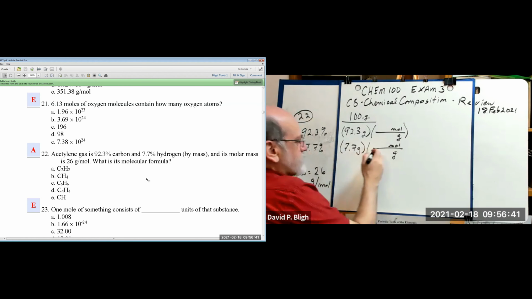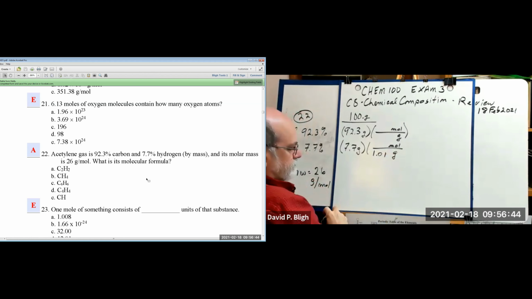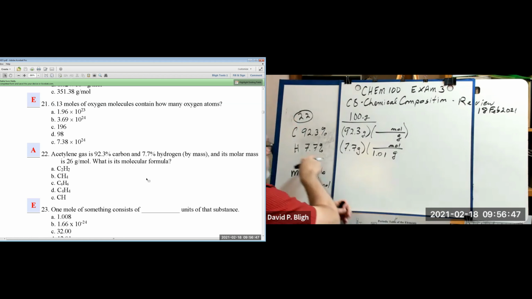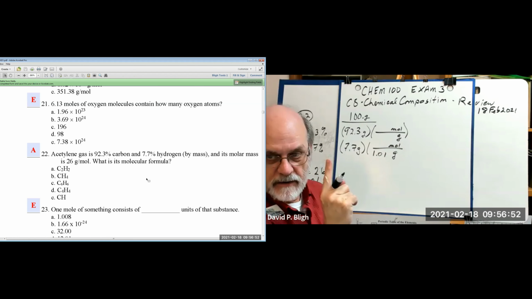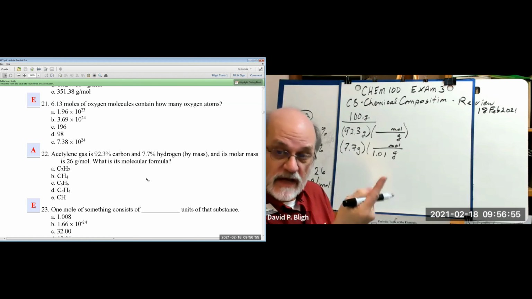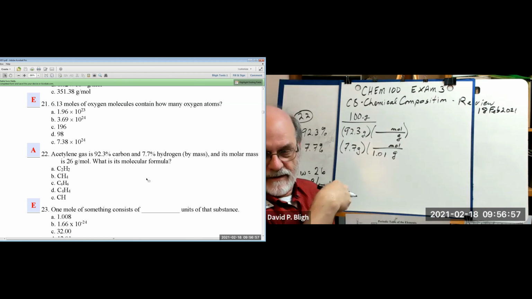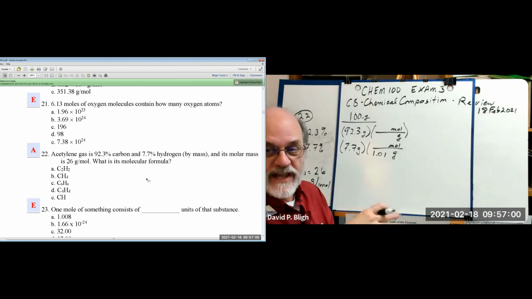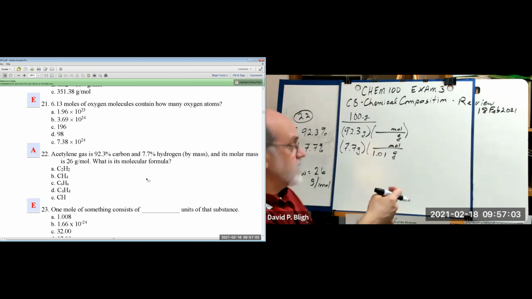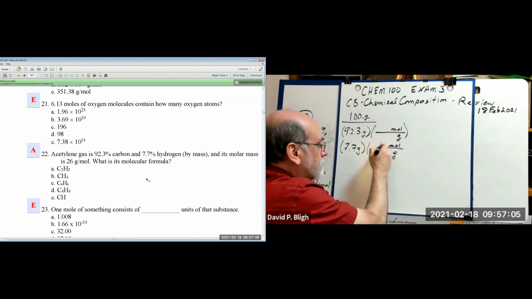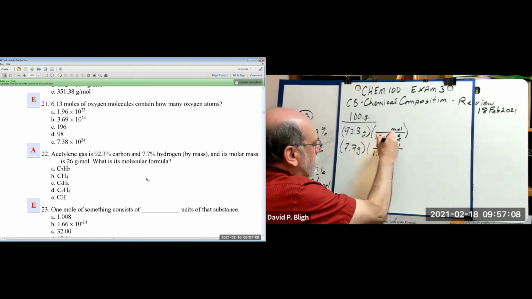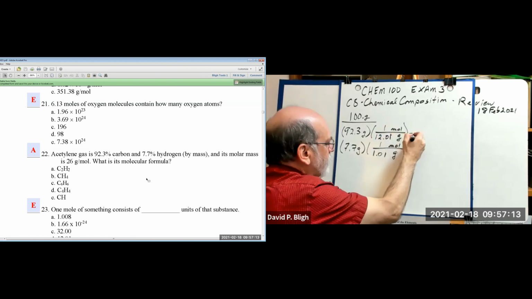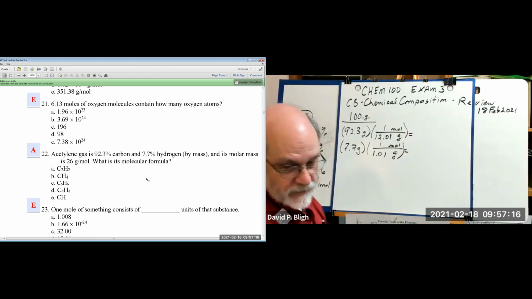Okay, so hydrogen would be 1.01, because that's the molar equivalent of just one hydrogen, right? We're not talking about diatomic hydrogen, because this is hydrogen in the compound. So now, don't get that confused with free gaseous hydrogen, which is H2. Here, it's just H, 1.01. And carbon is 12.01. Okay, now we can divide those and find out what their mole ratio is.